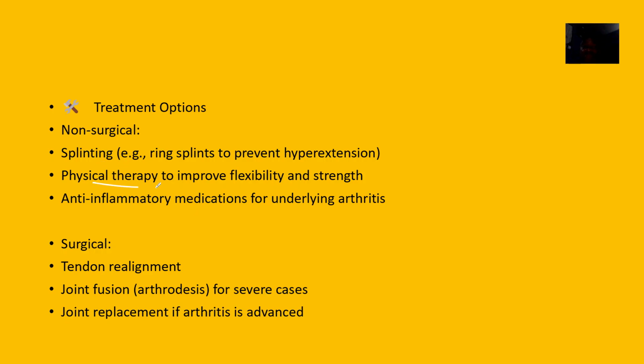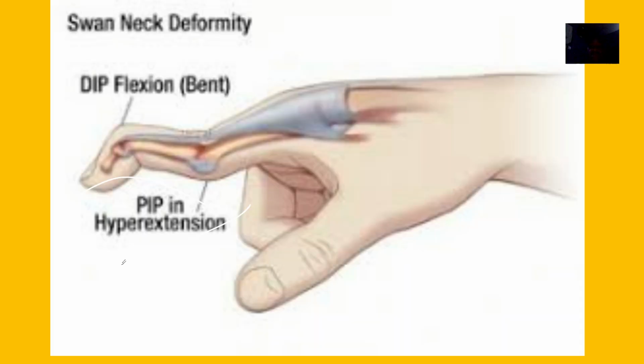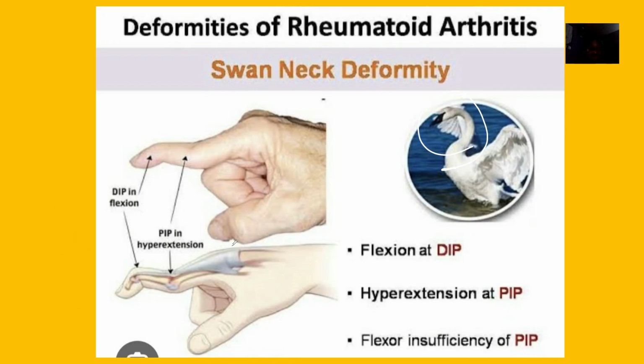Okay, physical therapy just to improve the flexibility. Then if there's any inflammation coming up, of course this is coming as a result of inflammation, right? Rheumatoid arthritis, so use anti-inflammatory drugs to treat the underlying arthritis. And sometimes they do surgeries like what? Tendon realignment, joint replacement, joint fusion surgeries and all of that. Okay, so that's it for this concept in rheumatoid arthritis.